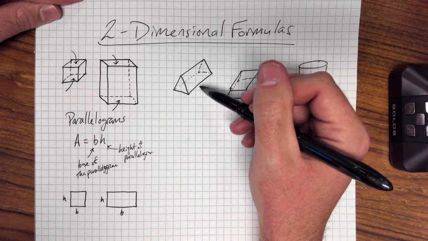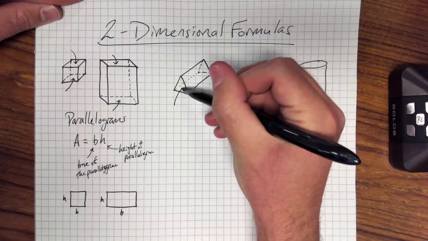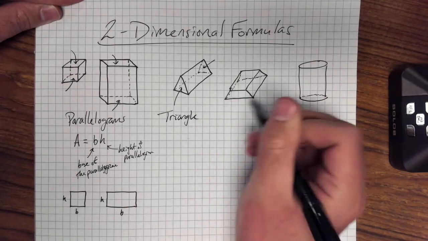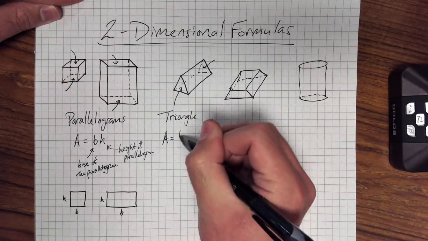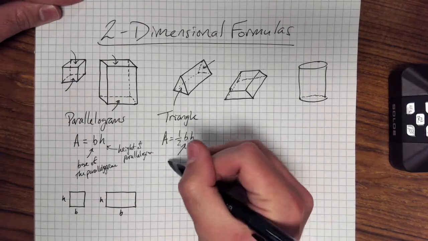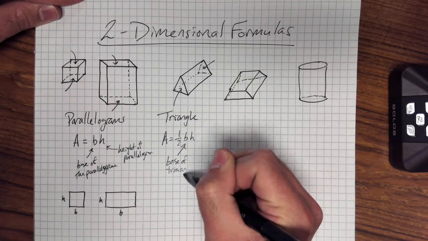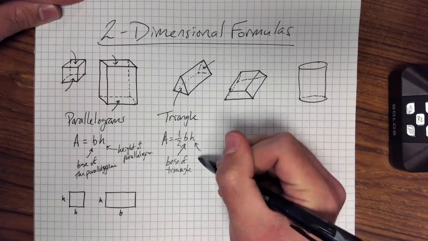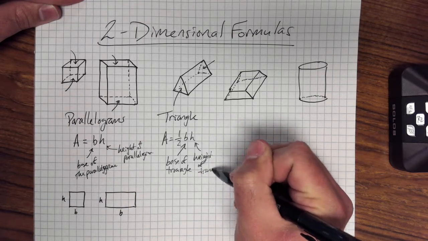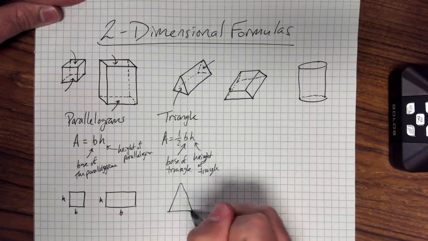For a triangular prism, or any solid that has a triangular base, or more than one in this case, notice the bases would be this and this, and they're triangles. So there's another formula for the area of a triangle. Area is 1/2 times little b times little h. Remember, little b is, in this case, the base of the triangle, and the little h is the height of the triangle.